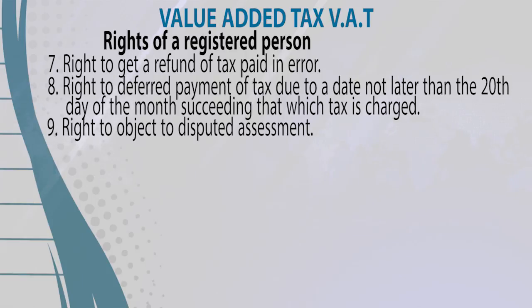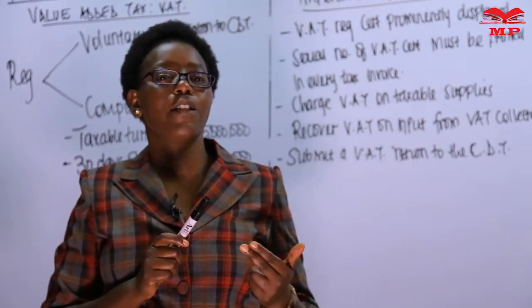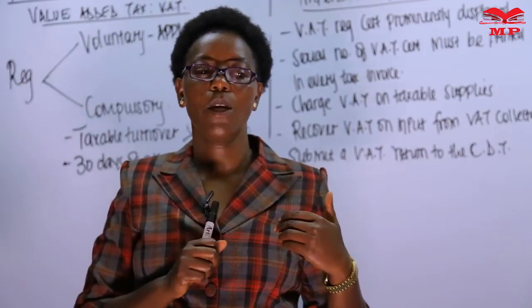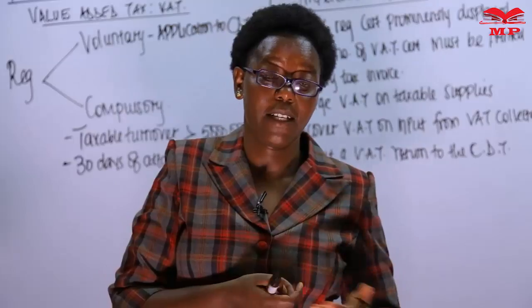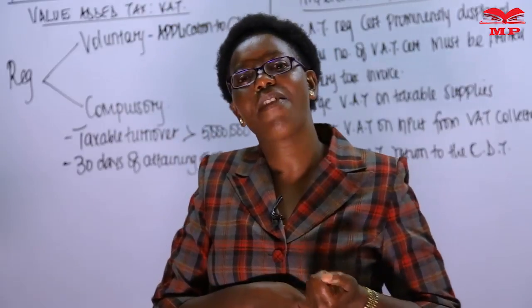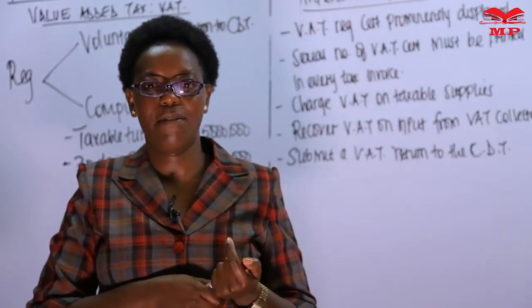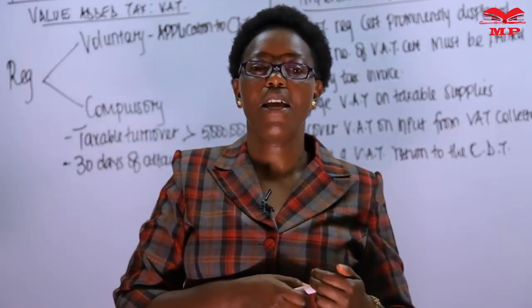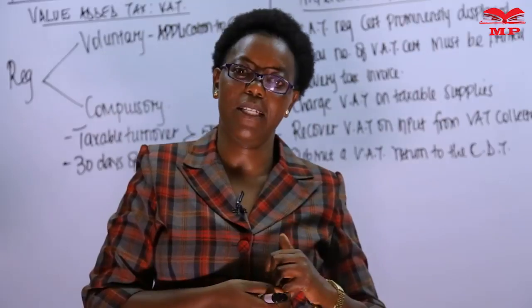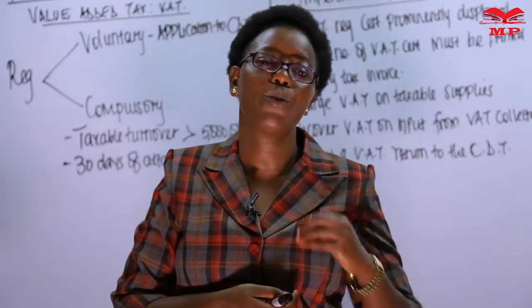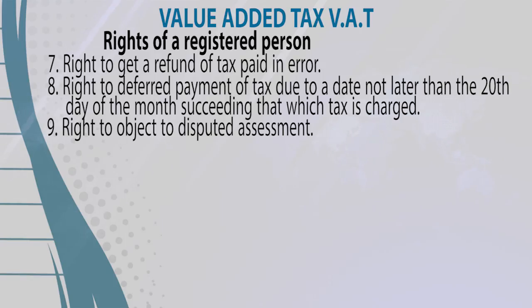Now, disputed assessment is when you fail to make a return. Simply, you fail to tell the commissioner how much you've collected over a given month, and the commissioner does that on your behalf. So he issues you with an assessment, and you feel that whatever the commissioner issues you with is overstated. So you dispute it or you object to it.